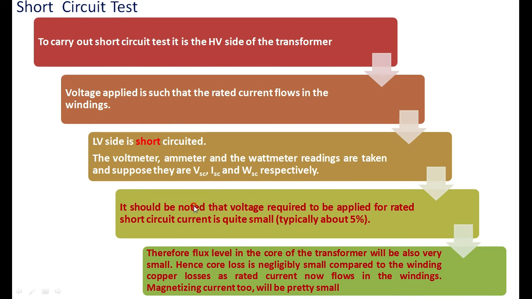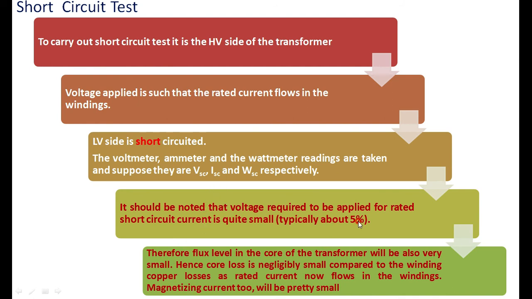You have to note them down. It should be noted that the voltage required is very small because the secondary of the transformer is short circuited. For a very small voltage, you get a very large current, so you have to be very careful while doing the short circuit test. You have to apply the voltage gradually such that ISC is equal to the rated current. To circulate rated current under short circuit, you need only 5% of the rated voltage. Therefore, gradually increase the voltage so that the ammeter reads the rated current.